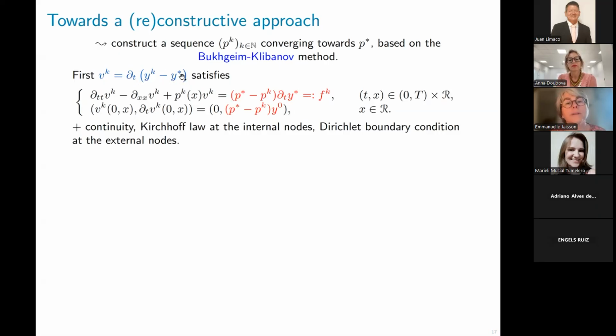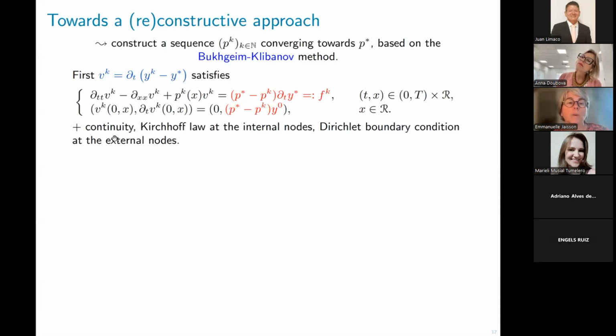And for the derivative in time of Vk at time 0, you have to use the fact that the derivative of Vk is the second derivative in time of this function. As they solve the wave equation, you can find this value. It's P star minus Pk times y0. Okay, so what is very important for the Klibanov method is that P star will appear both in a source term and in the initial condition.